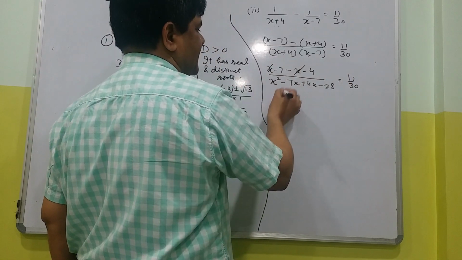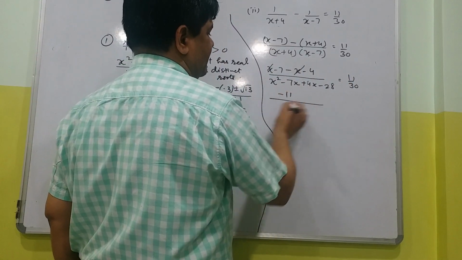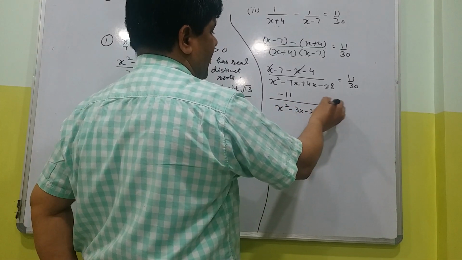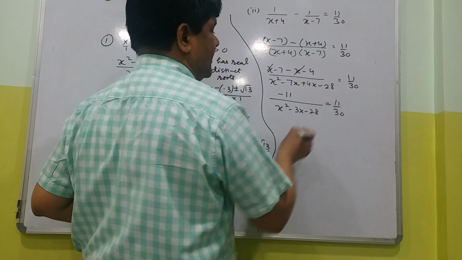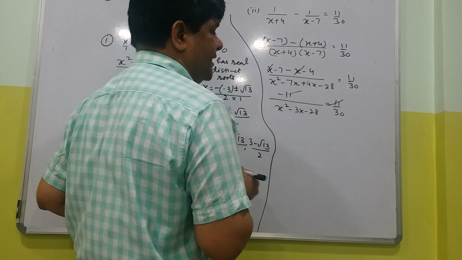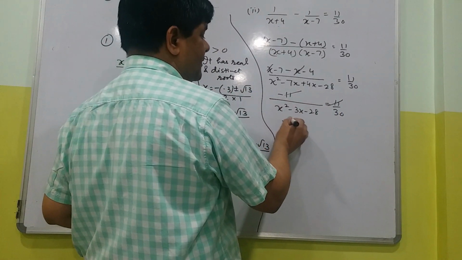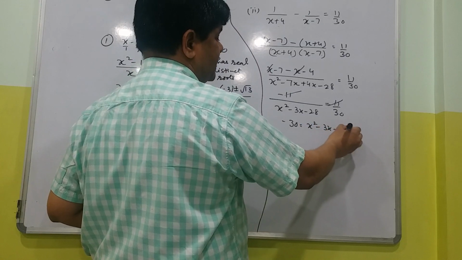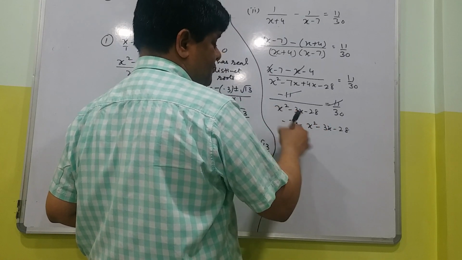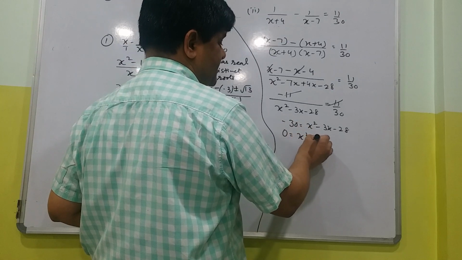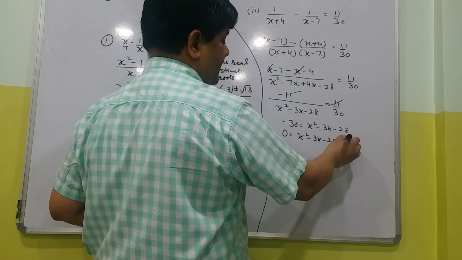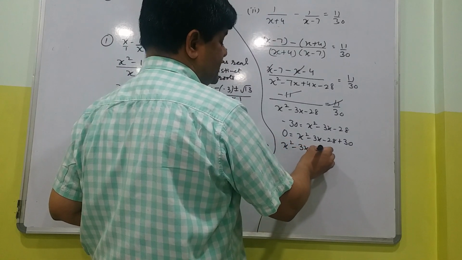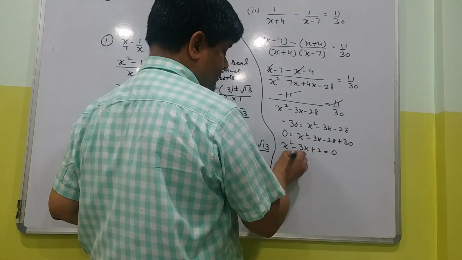x and x will cancel. Minus 11 over x square minus 3x minus 28, equal to 11 by 30. So 11 and 11 will cancel. Minus 30 equal to x square minus 3x minus 28. So minus 30 will move to the left side, it will become plus 30. So x square minus 3x plus 2 equal to 0.